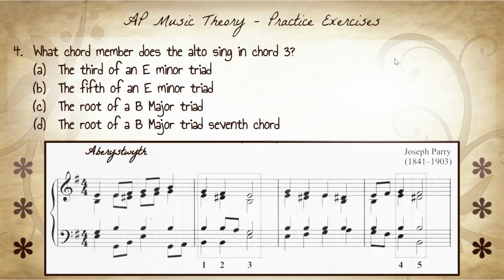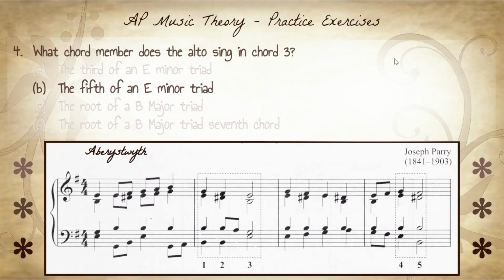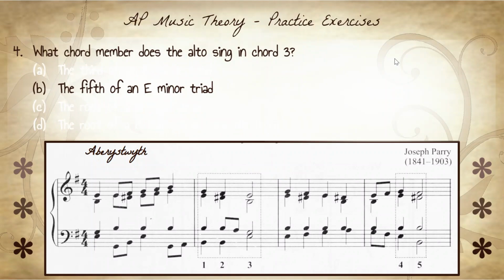Question 4. What chord member does the alto sing in chord 3? A, the third of an E minor triad, B, the fifth of an E minor triad, C, the root of a B major triad, or D, the root of a B major 7th chord. The correct answer is B. The alto sings the fifth of an E minor chord, meaning B.